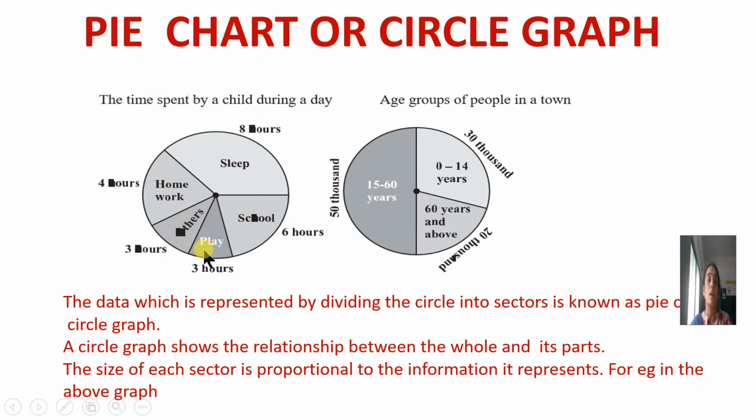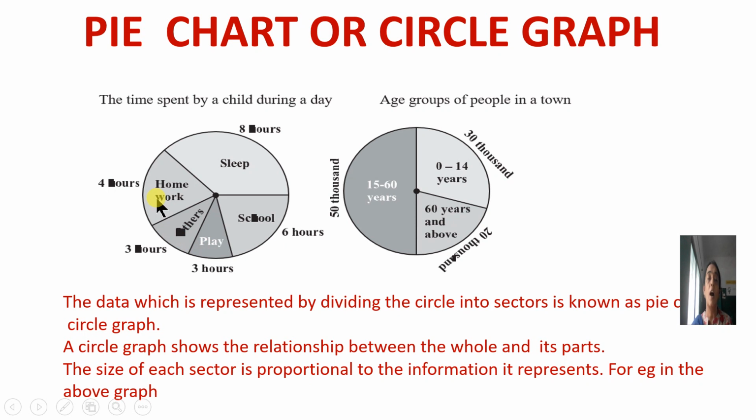Now, you can see here in this picture the time spent by a child during a day. So this whole circle represents one day. That means how many hours in a day? 24 hours. So this whole circle represents 24 hours. From that, the child is spending 8 hours for sleeping, 6 hours in school, 3 hours playing, 3 hours in other work, and 4 hours in doing homework.